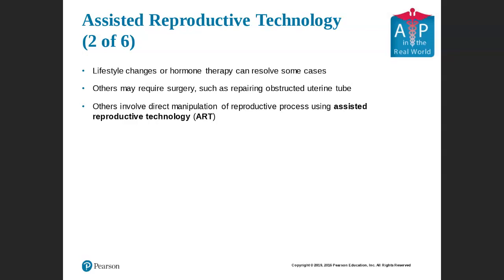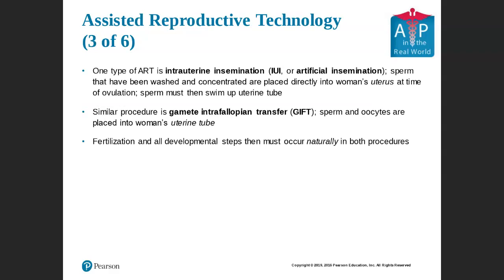Others involve direct manipulation or a reproductive process referred to as assisted reproductive technology, ART, and that's been perfected in the last half of the past century. Where I went to school, they specialized in that. It always comes to our classes and has students for donors and that kind of stuff. So, assisted reproductive technology. This is basically when you have intrauterine insemination, or IUI, or artificial insemination.